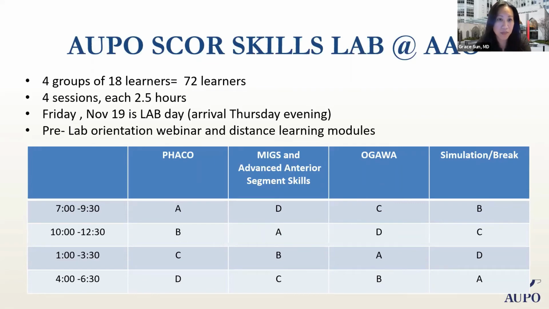So at the Academy, we are limited to 72 learners, and during the end of this webinar, Shazad will talk about the process of nominating your residents, and it runs the whole day. So it starts at 7 a.m. and ends at 6:30. There are essentially 4 blocks, 4 groups of 18 learners. It's going to be on Friday, November 19th, that's lab day, and the residents are expected to arrive Thursday evening.